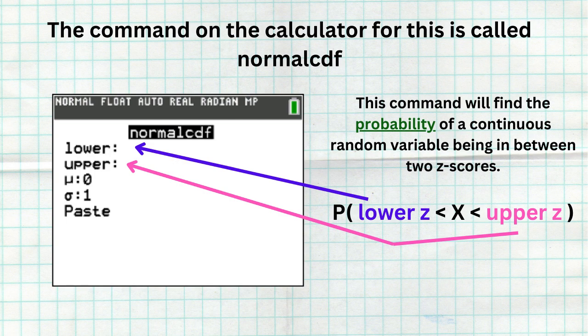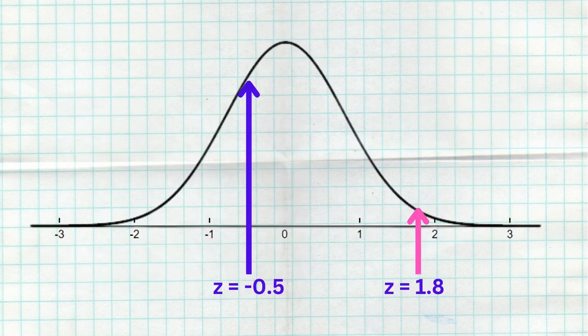Now, since we want to use that standard normal model, we want to leave the mean as 0 and the standard deviation as 1, because remember, that's what the standard normal distribution is built on. So for example, if we're looking at a standard normal model with a z-score of negative 0.5 and a z-score of 1.8, and we want to find the probability or the proportion or the area in between those two z-scores, first we see that that's a pretty big, dense area.